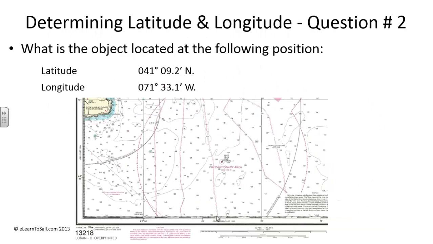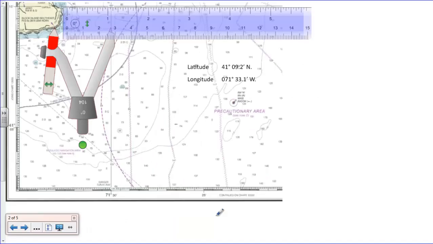The second way of using latitude and longitude is to be given a latitude and longitude and then have to find the object at that given latitude and longitude. So in this example, we've been asked to find a latitude of 41 degrees 09.2 and a longitude of 71 33.1.